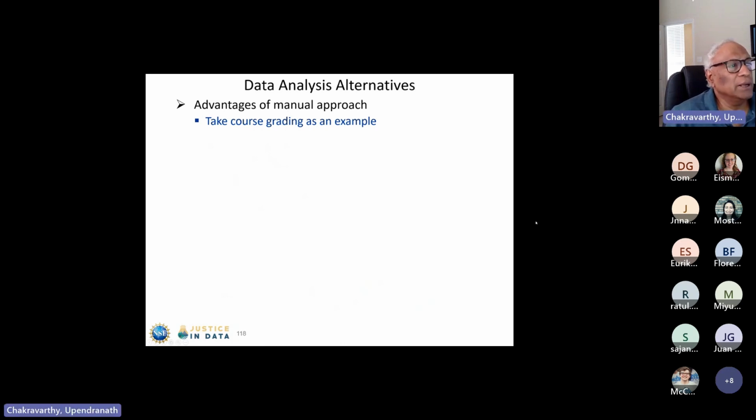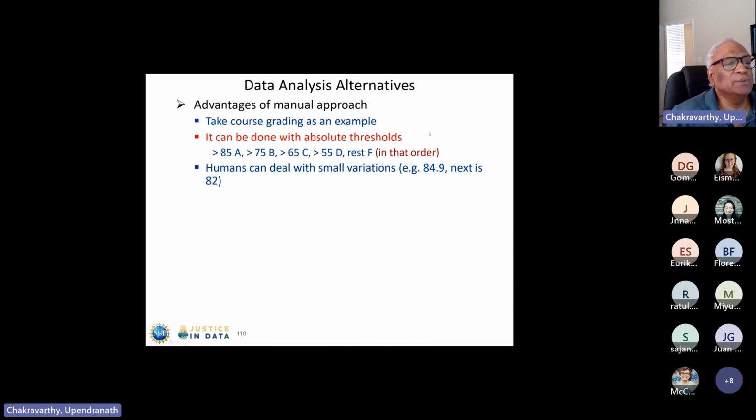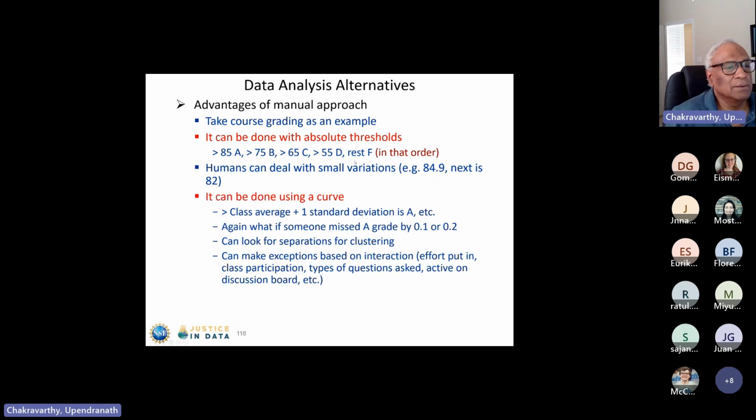So let me illustrate it with a known example. Suppose I'm doing a manual approach or analysis. Suppose I'm teaching a course and I'm grading it. You're all familiar with that. I can say it can be done with absolute methods. Some number, you'll get A, and certain numbers B, C, D. But humans can deal with small variations. What if somebody gets 84.9? Should that person get a B or an A? This is where humans can adjust or do things slightly differently.